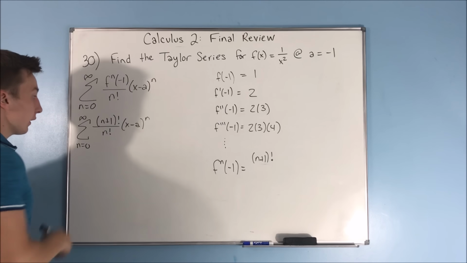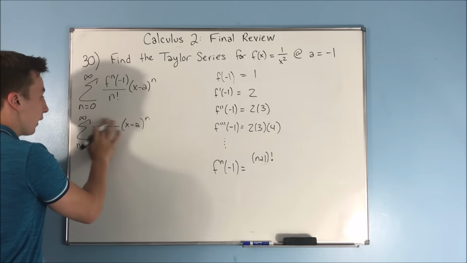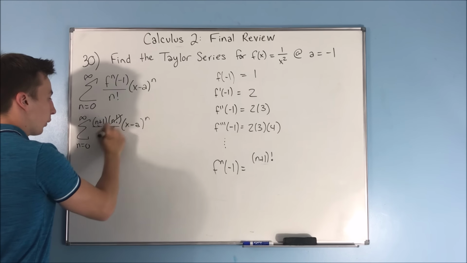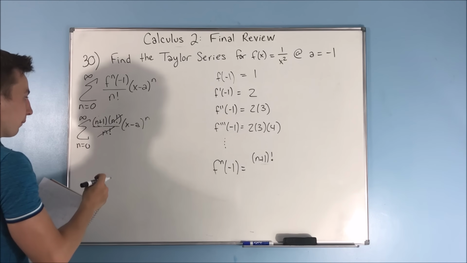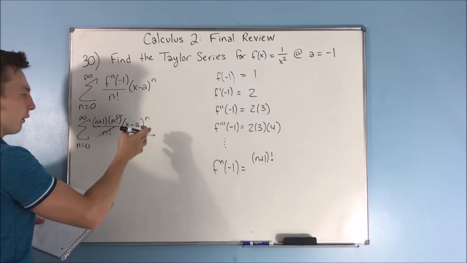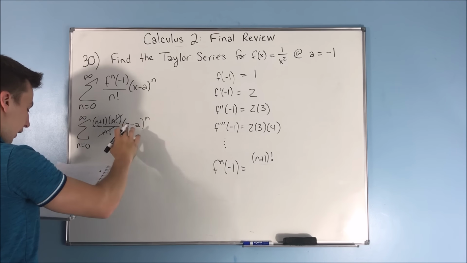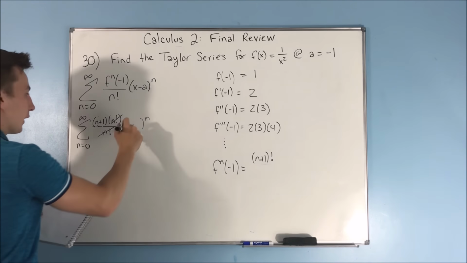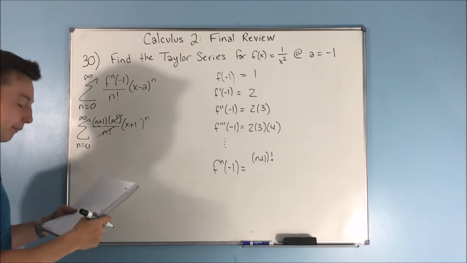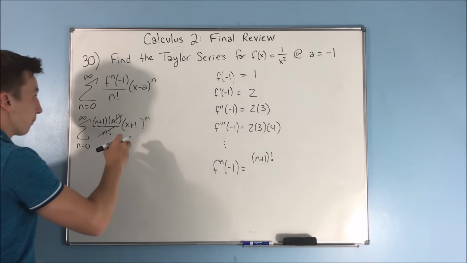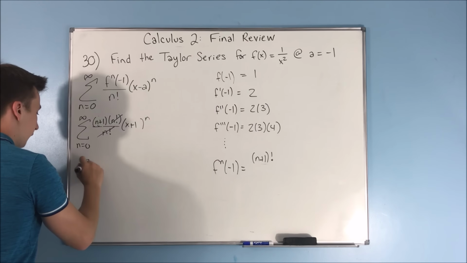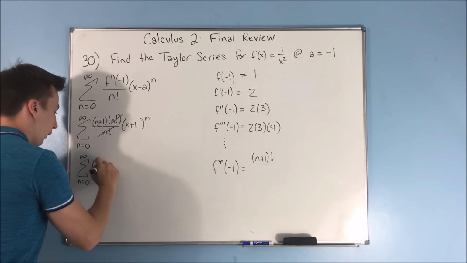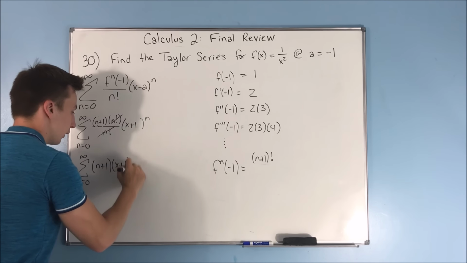Well, we know that n plus 1 factorial is the same thing as n plus 1 times n factorial. The n factorials cancel out, and you're left with n plus 1 times x minus a to the nth power. And I forgot to substitute in here: our a is negative 1, so we get x plus 1 to the nth power. So now that's really it. That's our series: the sum from n equals 0 to infinity of n plus 1 times x plus 1 to the nth power.